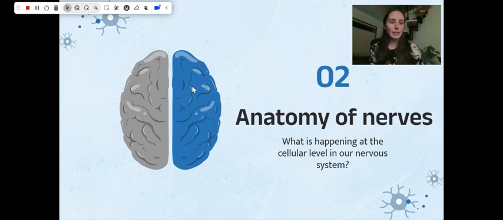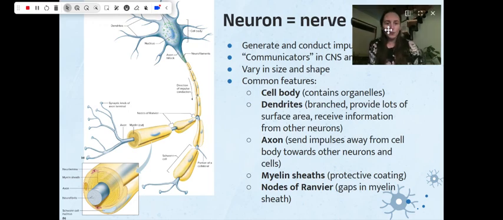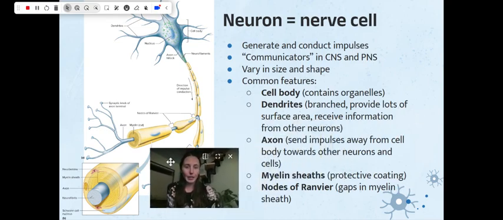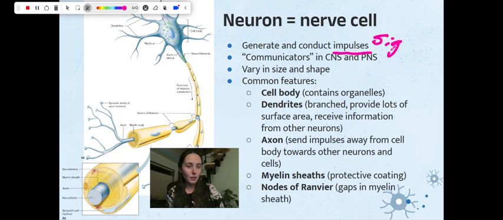All right, this next section, we're going to dive a little bit deeper and get a closer look at the anatomy of our nerves. So what's happening at the cellular level in our nervous system? Well, first of all, one nerve cell is called a neuron. A neuron can generate and conduct impulses, right? So we're seeing this word again, impulses, or signals would be another word there. They are communicators in the central nervous system and peripheral nervous system.